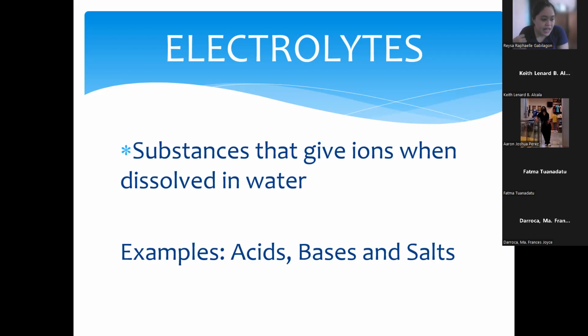Ano ibig sabihin ng ions? Charged atoms. Okay, very good. So magkakaroon ng charges, substances with charges doon sa solution natin, sa water solution natin. Now, ano yung mga examples of our electrolytes? Our acids, bases, and even salts are examples of electrolytes.